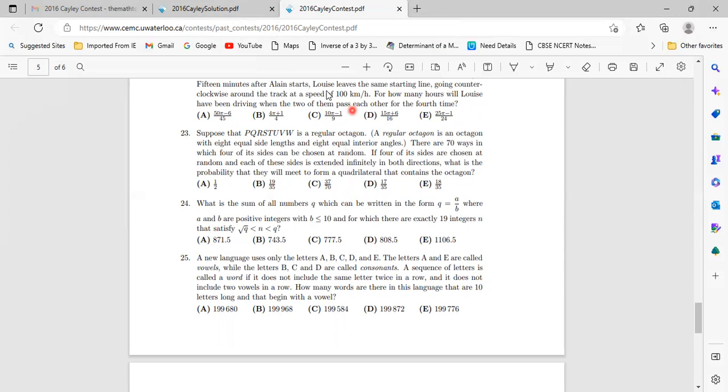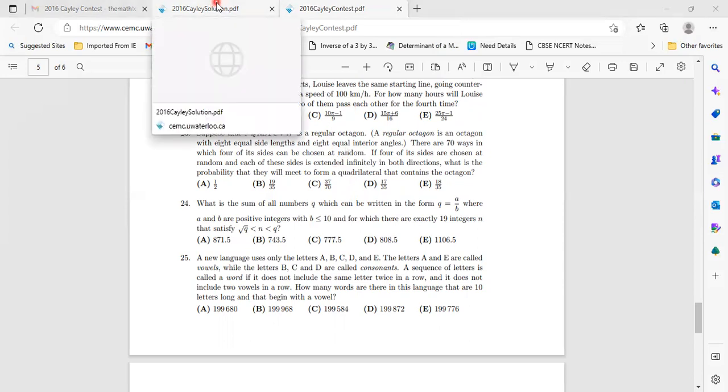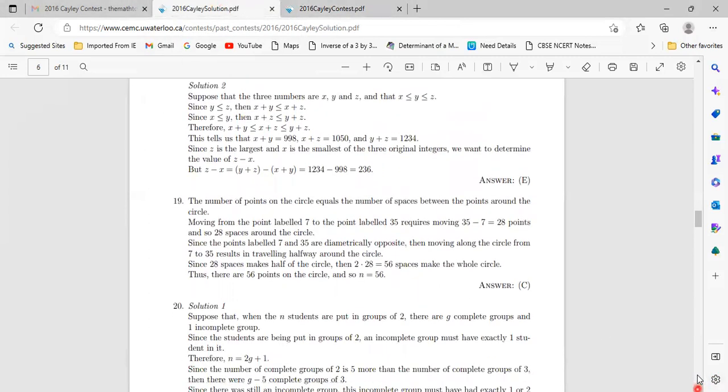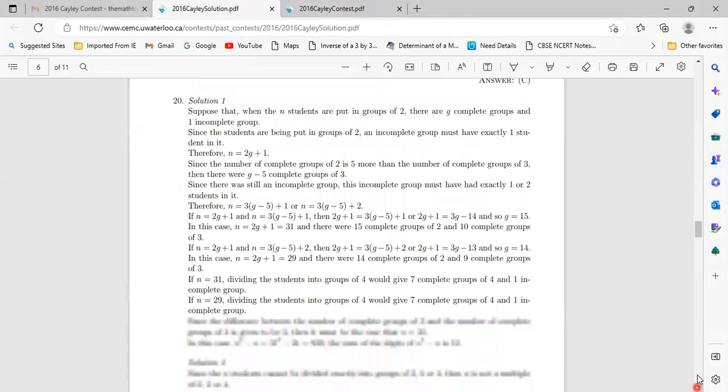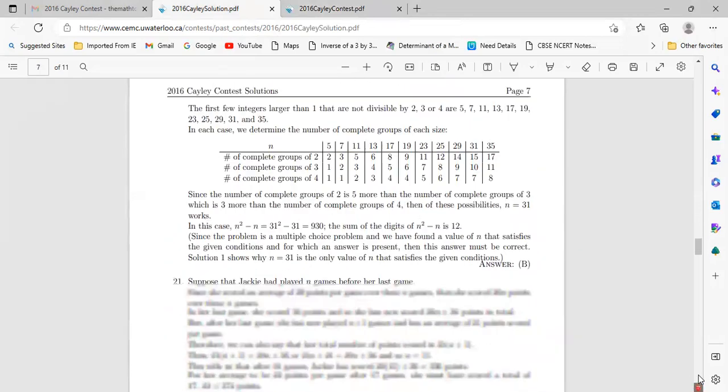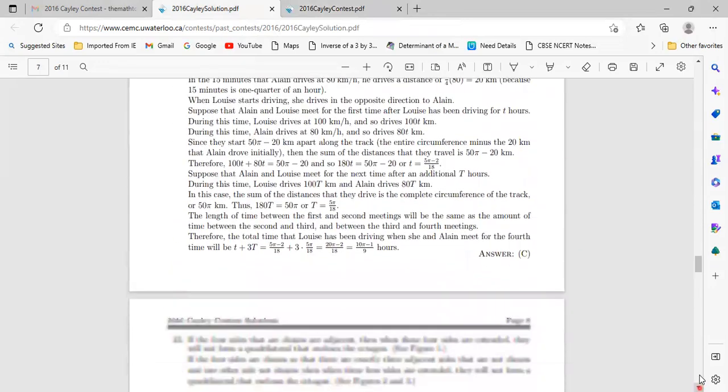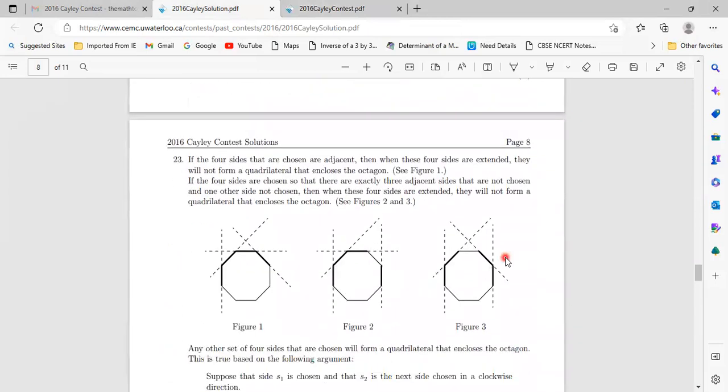Yeah. Actually, I went through the diagram. The diagram part was pretty clear. Question number 23. Yeah.